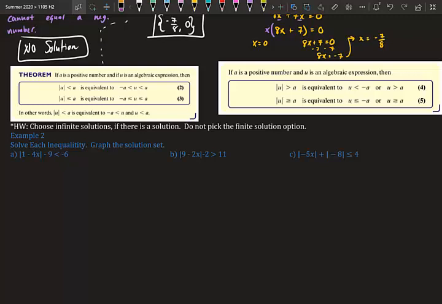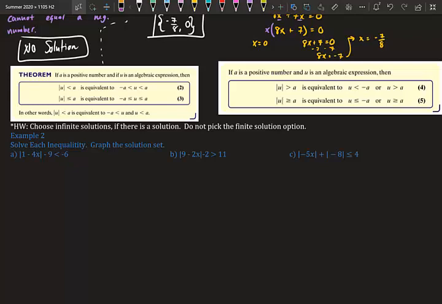A little note for your homework, for your MyMathLab homework for 1.6: choose infinite solutions if there is a solution. Do not pick the finite solution option. So if you do have a solution, choose infinite solutions and then type in your answer. Do not choose finite. There is not a finite amount of solutions for this.